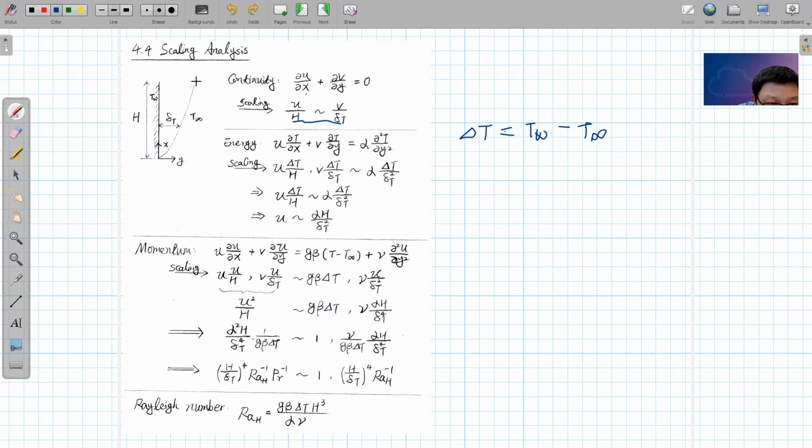For natural convection, we also have a boundary layer created, and you only have flow velocity inside this boundary layer. So it's Tw minus T infinity. You mean this delta T? Yeah, delta T is Tw minus T infinity. Okay, thank you. Yeah, w is the wall temperature.